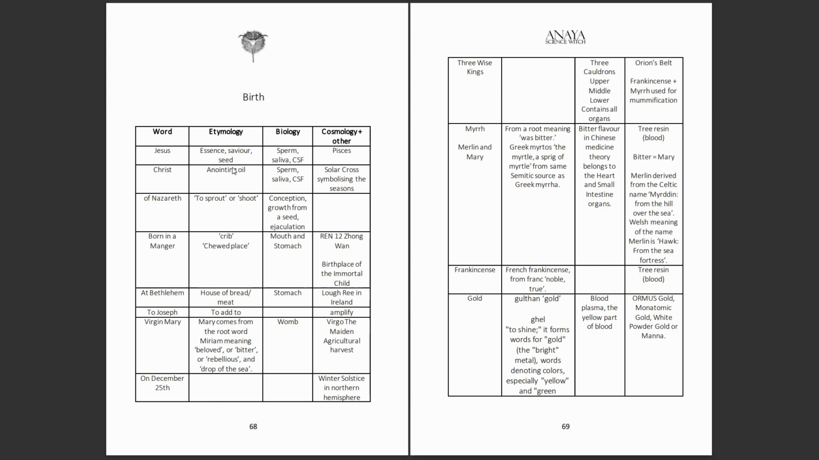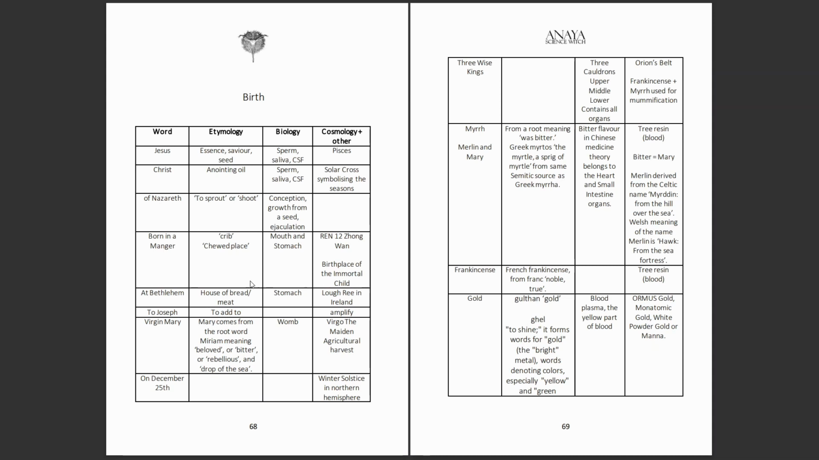So when we look into the etymology, I haven't referenced the etymology in this table, although the etymology I have referenced throughout the book is properly referenced. I just didn't want to chuck it all in the table because it makes it too long. So Jesus means essence or savior or seed. Christ means the anointing oil, and then in Irish Creost it actually means the solar cross, and then Nazareth means to sprout or shoot, so we can think of a seed sprouting. And then born in a manger means a crib, but it also means a chewed place. And what is the chewed place in the human body? That is our mouth. And then Bethlehem means the house of bread and or the house of meat.